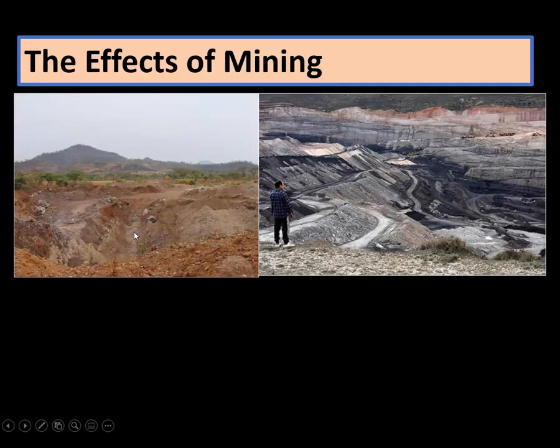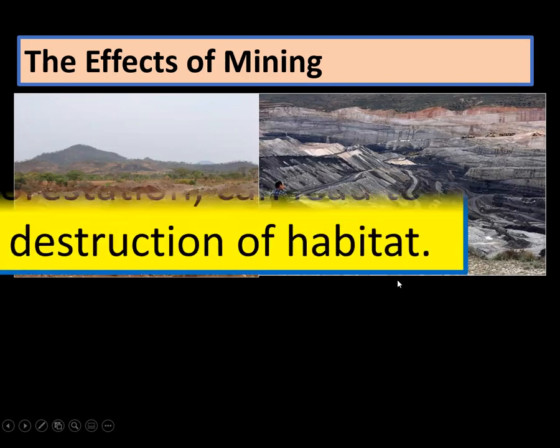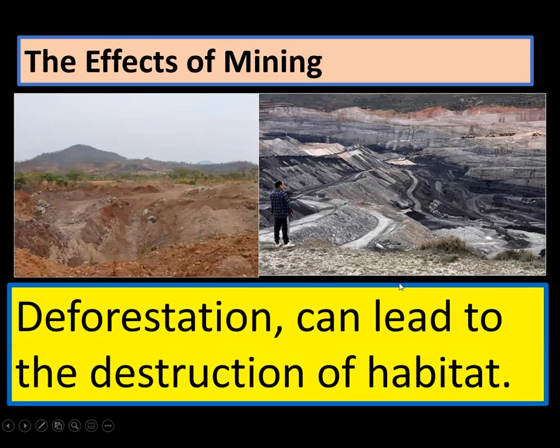Deforestation. See what happened to the forested land here? The very first step in surface mining is to remove all the trees, remove everything, and then scrape the soil and the rocks, and then dig and dig and dig, and then get the rocks and then process them. So this is what happens when mining process comes in an area. Deforestation can lead to the destruction of habitat.